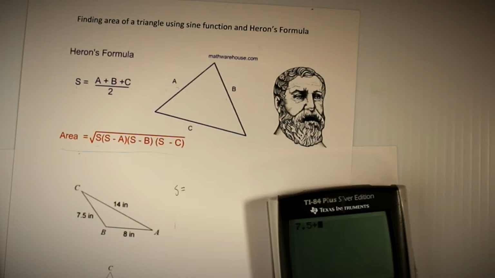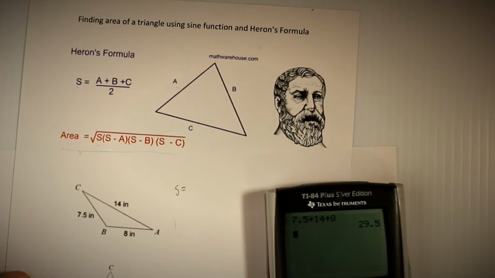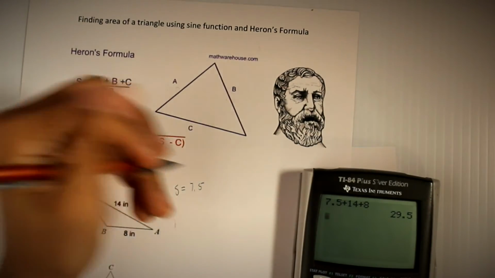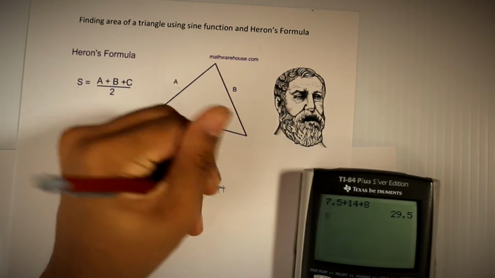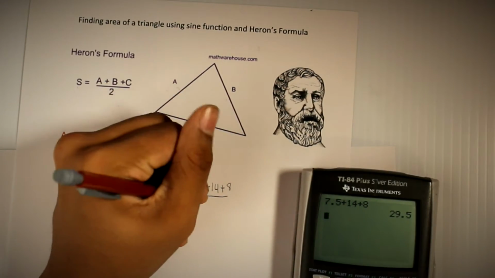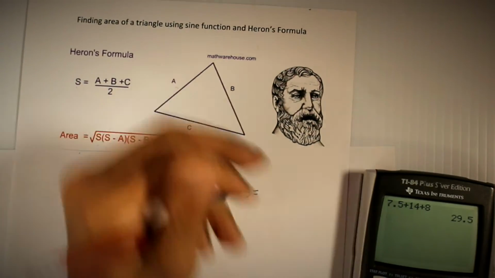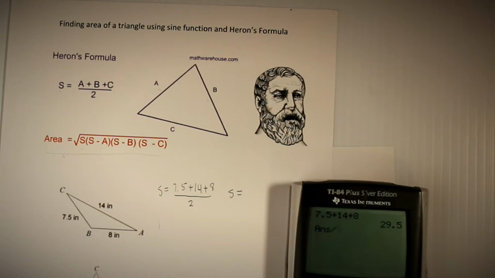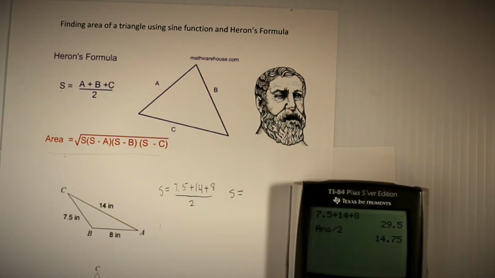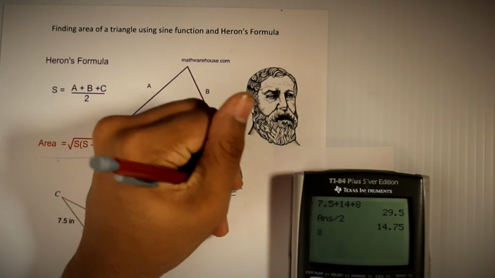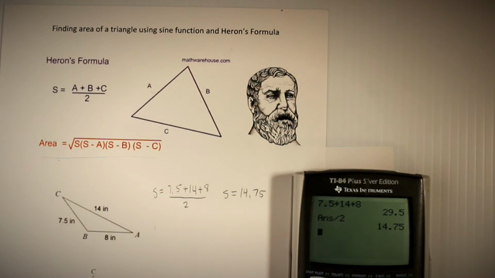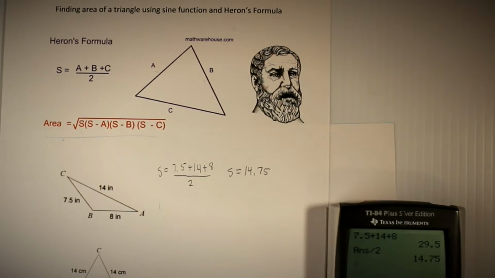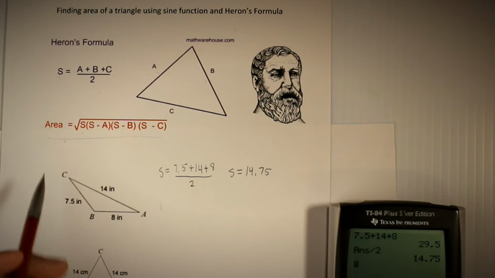S would equal 7.5 plus 14 plus 8, divided by 2. S would equal 29.5 divided by 2, which is 14.75. So S would equal 14.75. Now that we have S, we can plug it back into the equation that we have here.